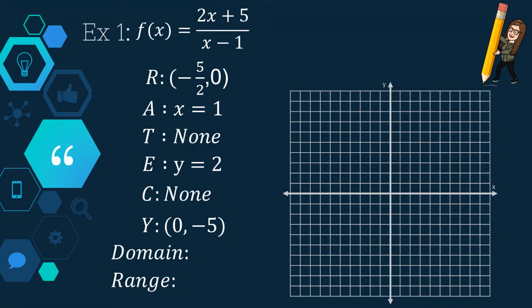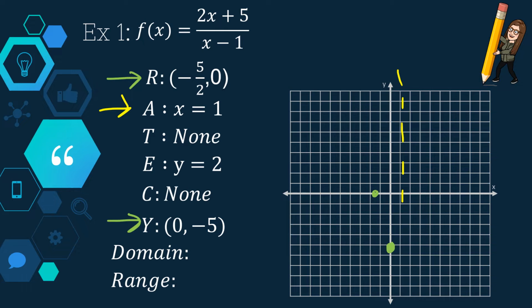All right. This is a combination of all the information. Let's begin to graph. The first thing you want to do is graph any dots that you have. I have negative 2.5 comma 0, and I have 0 negative 5. Next, we want to graph our asymptotes. I have the asymptote at x equals 1.